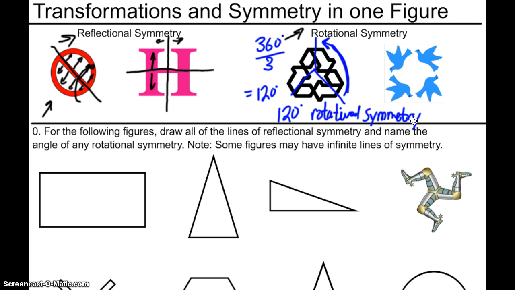What about these birds? The birds have what we would call 90-degree rotational symmetry. If we were to take the birds and rotate them only 90 degrees, we would get back to the original image, just like that. So this is going to have 90-degree rotational symmetry.